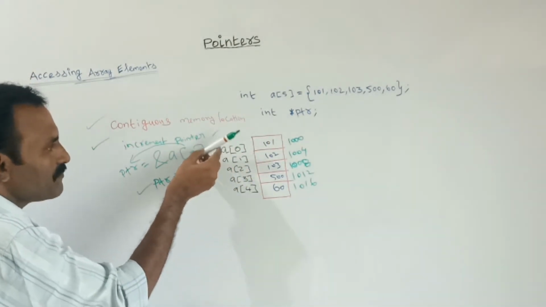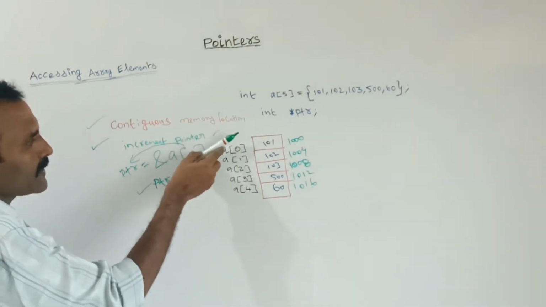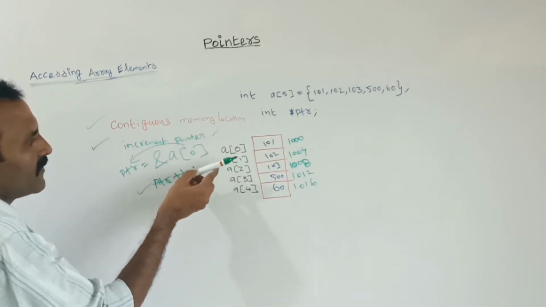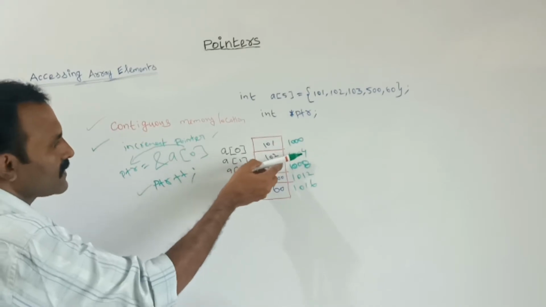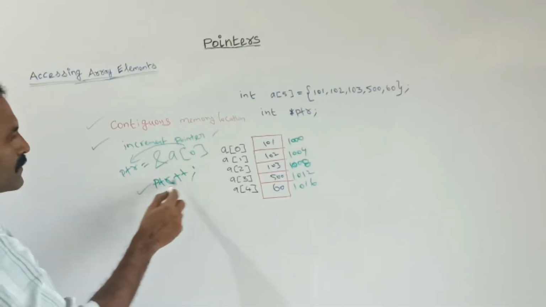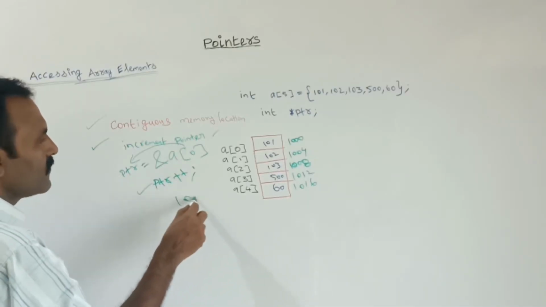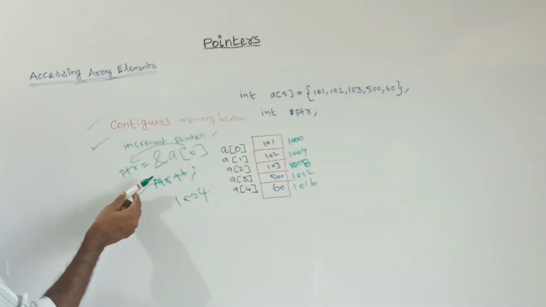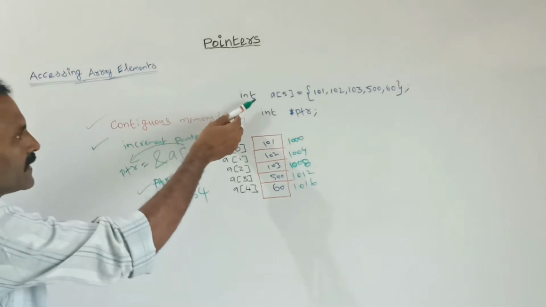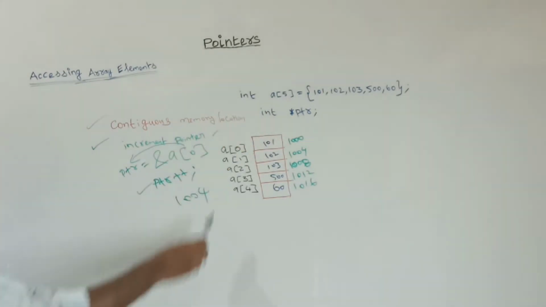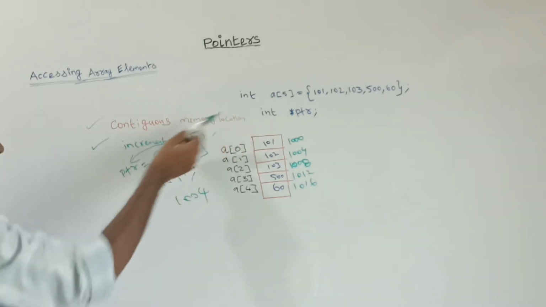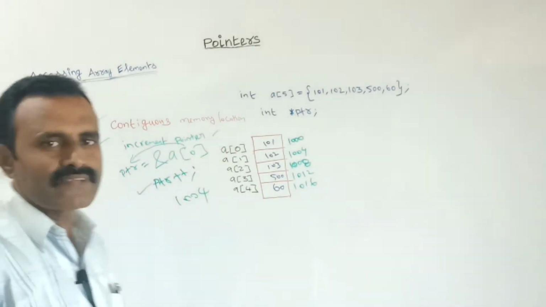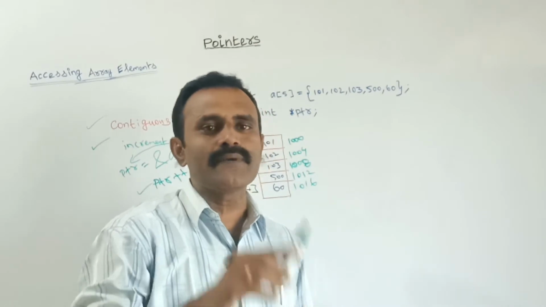It points to the next location, that is a of 1. What is the address of this a of 1? 1004. So the ptr value is now 1004, because each time incrementing it will increment 4 bytes, as integer data type is 4 bytes. Suppose it is a character pointer variable, then incrementing it will increase by the default size of a character, which is 1 byte.